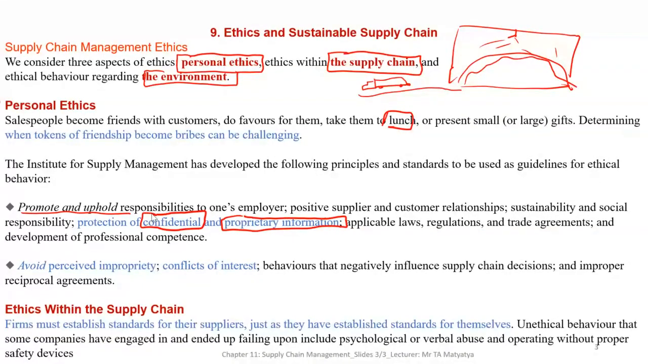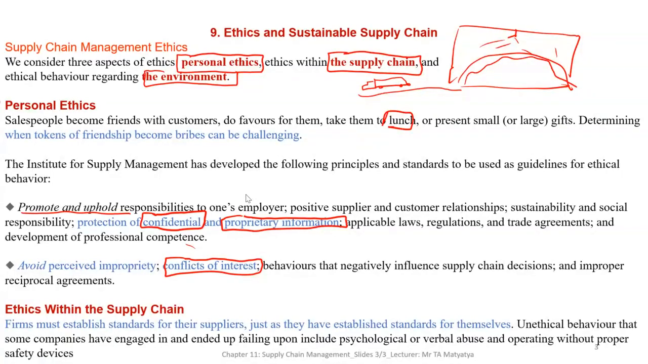Avoid perceived impropriety, conflicts of interest. Conflict of interest can happen in many ways. One of them would be, how do you as a lecturer assess a student whom you are dating? And how do you mark their script fairly? That is conflict of interest. But I know universities sometimes do their own things.